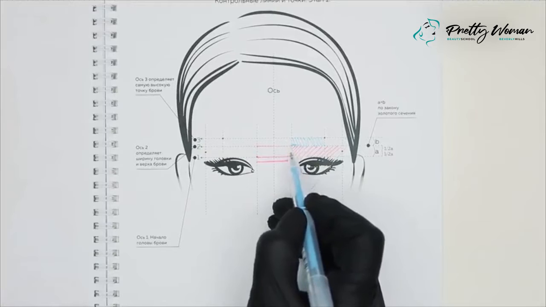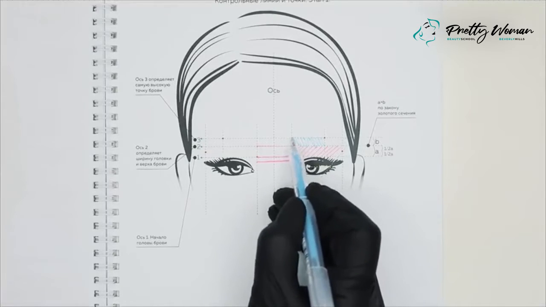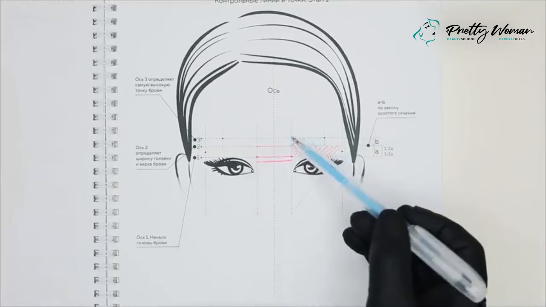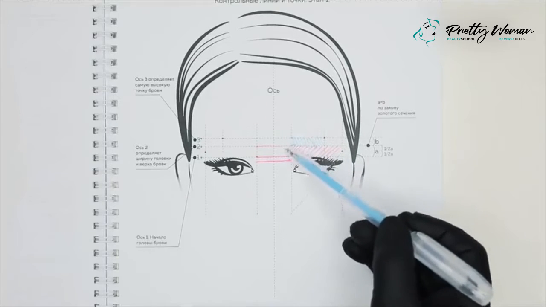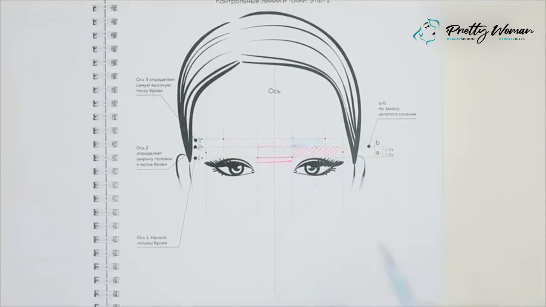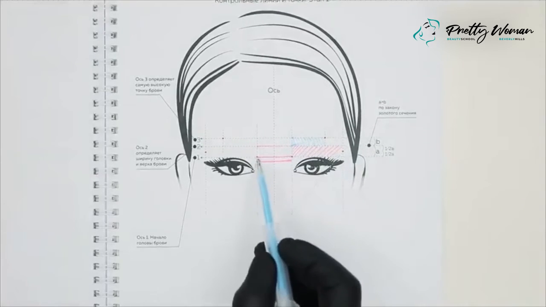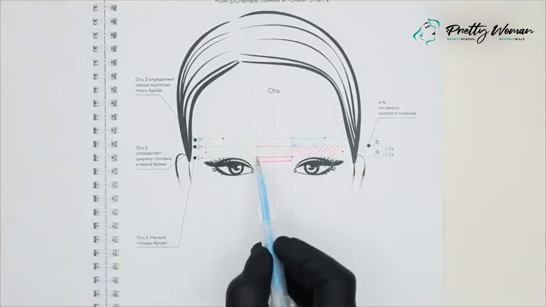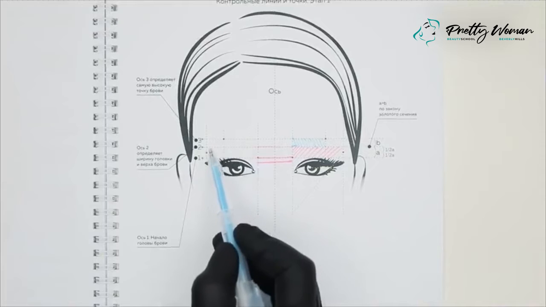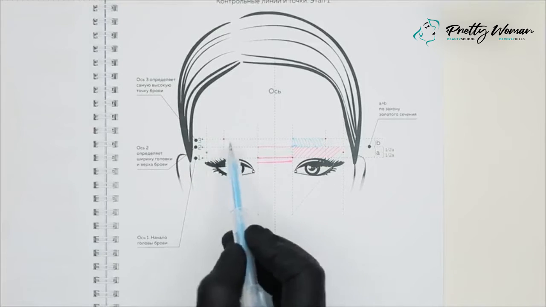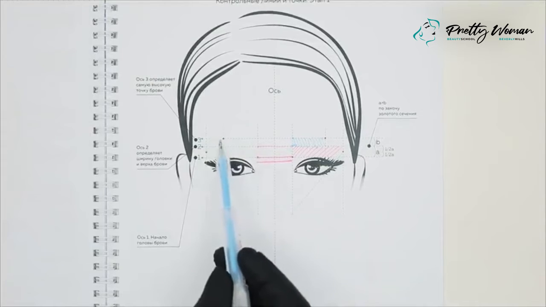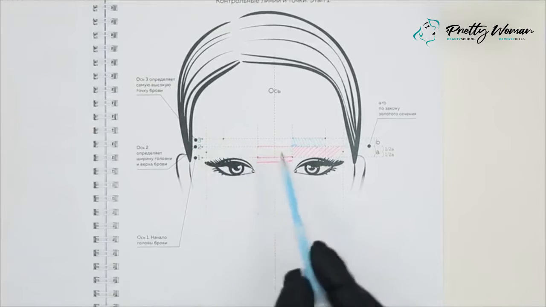Anyway, this distance is shorter, according to the golden ratio. It should be slightly less than where 1 and 2 are located, these squares. Now, how can we find the measurements of an eyebrow? That is how much we have for body and for tail. Of course, the tail is twice as short as the body of the eyebrow.